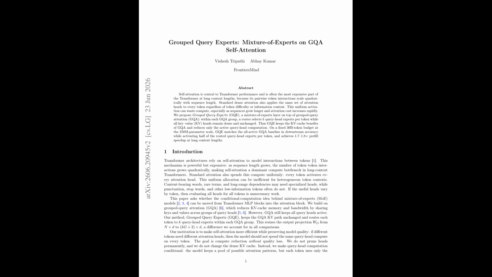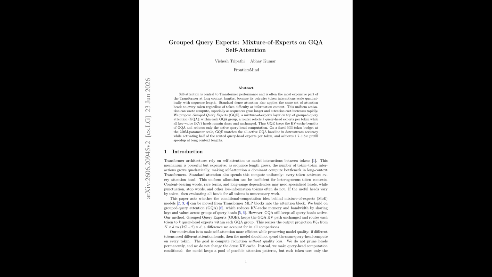Think of it like this. Imagine a restaurant kitchen where the ingredients pantry, which is the KV cache, stays fully stocked and always accessible, but the chefs, which are the query heads, only activate the specialists needed for each particular order. The pantry doesn't change. Only which chefs step up to work changes per token.